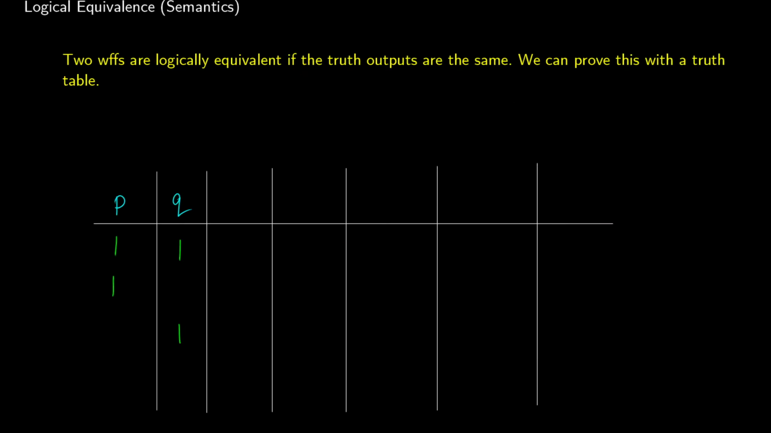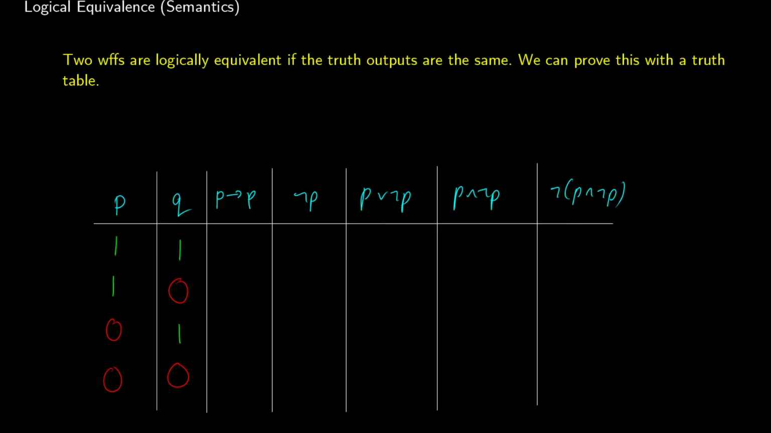Now, if two well-formed formulas are logically equivalent, they will have the same output. We've seen this before. Let's fill this in. Let's say we do P arrow P. We're going to do not P. We'll do P or not P. We'll do P and not P. And then we'll do not P and not P. And we're going to see which ones are equivalent to each other.